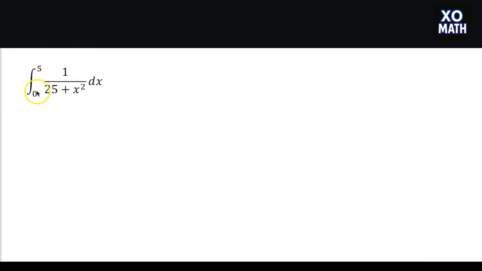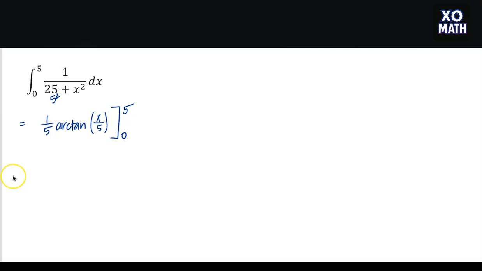Here we have the integral from 0 to 5 of 1 over the quantity 25 plus x squared dx. Now here we want to remember that 25 is 5 squared, and so the antiderivative here is going to involve arctangent. So it's going to be 1 over a, so 1 over 5, arctangent of x over a, so x over 5. Again, not plus c, because this is a definite integral, so we're evaluating this from 0 to 5.